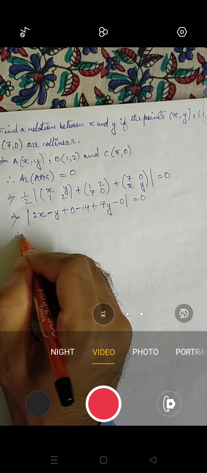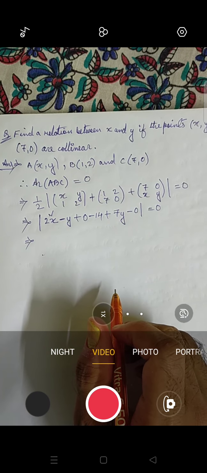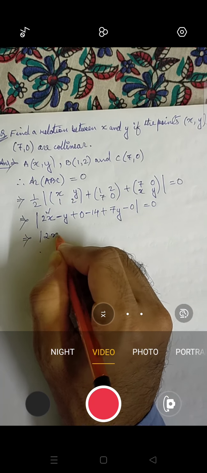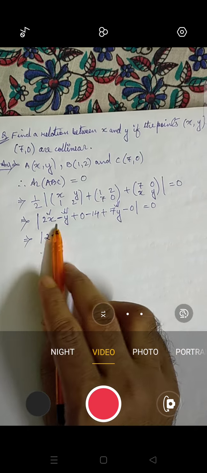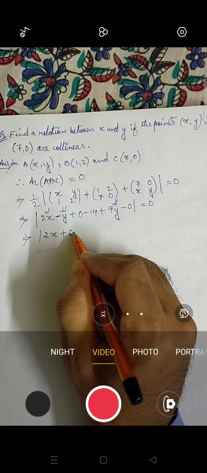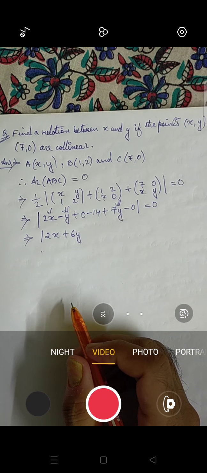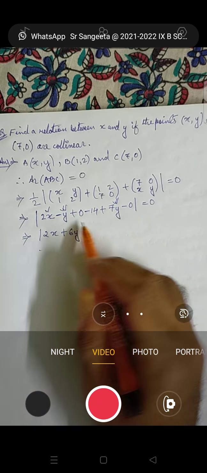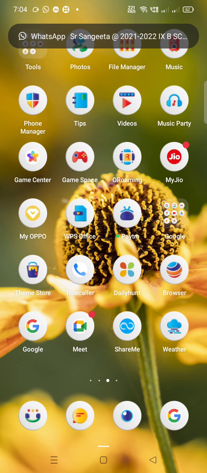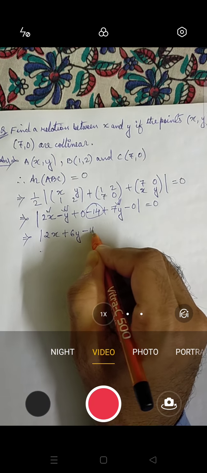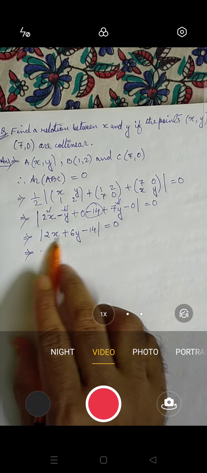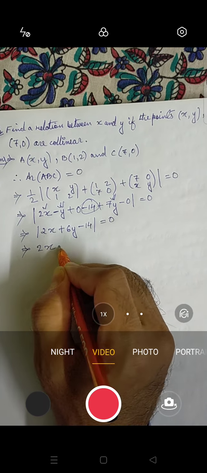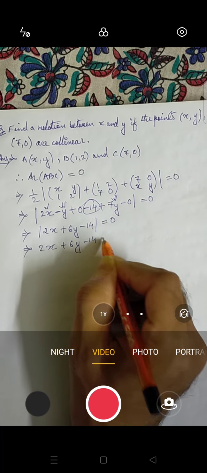Now you can see, is there any x? This is x. Is there any more x-like term? No. So we'll be taking only 2x. Then you have to check y. This is y, this is y. So you can see that the bigger number is plus, so I am taking plus 6y. Any problem? Now you can see there is a constant term, only this is the constant term, others are 0. So I'll be taking minus 14, modulus close, equal to 0. Now you know that after removing the modulus, if you are having more than one term, it remains the same. That means 2x plus 6y minus 14 equals 0.